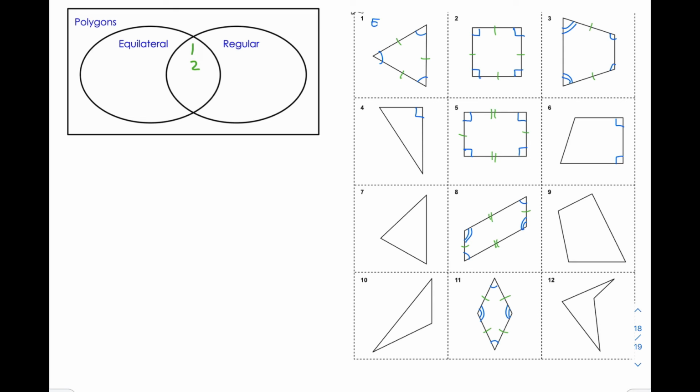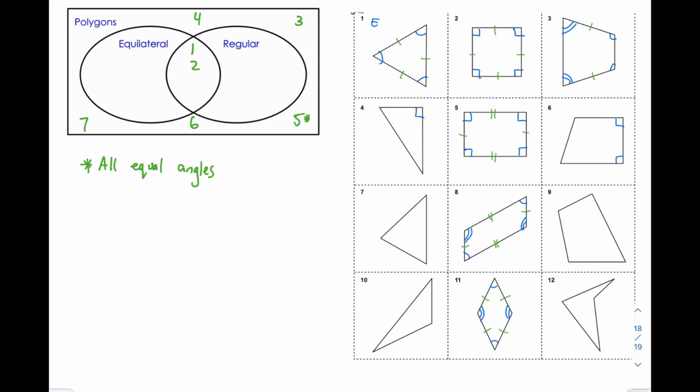The trapezoid in number 3 is neither, so it'll go outside here somewhere. Same with the triangle number 4. Number 5 has all equal angles, but not all equal sides, so we cannot call it regular, so it has to go outside. But I'm just going to put a little star beside it. And the star will mean all equal angles. Number 6 belongs on the outside. Number 7 belongs on the outside.